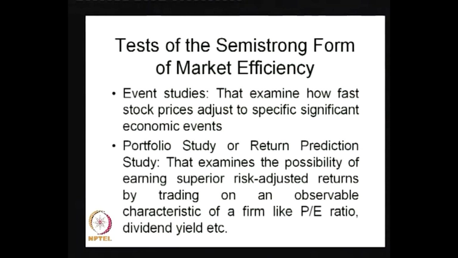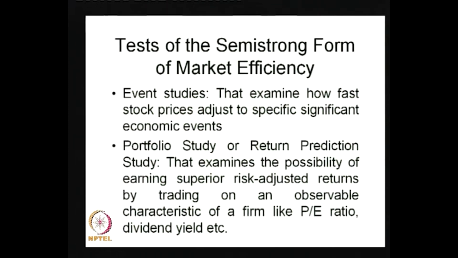So, basically three popular statistical tests we always use. One is the autocorrelation test, the second is the runs test, and the third is the filter rule. These three tests are quite popular in the market, through which we can test the weak form of efficiency.